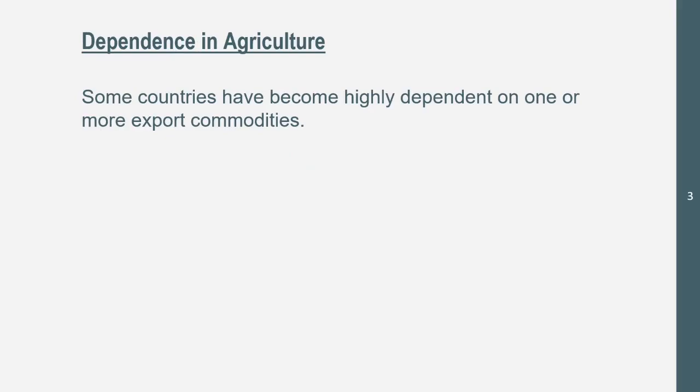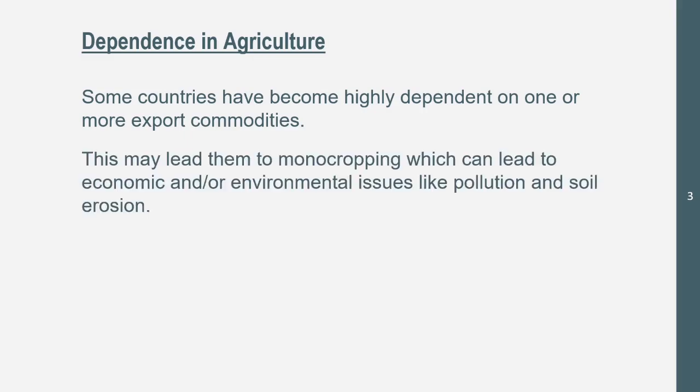Now, some countries have become highly dependent on one or more export commodities. This may lead them to monocropping, which then can lead to economic or environmental issues. And these issues are like pollution and soil erosion. So let's explain it. I want to actually explain this a little bit because this may not make so much sense to you. I'm taking this right out of the course and exam description, actually.